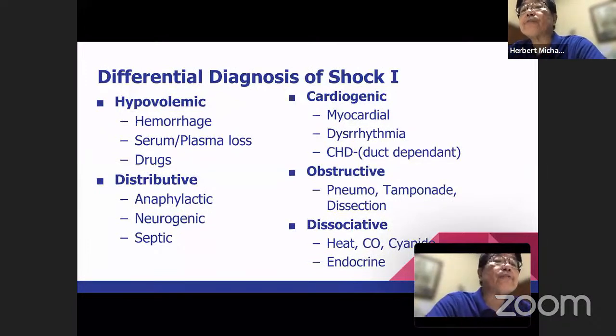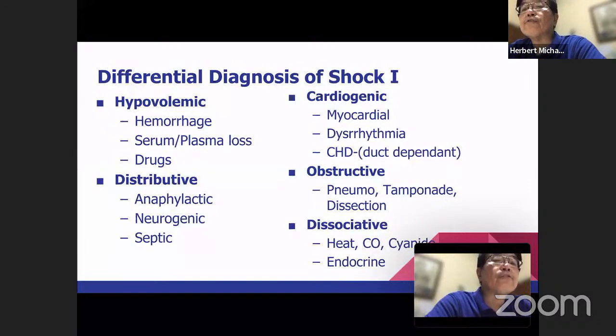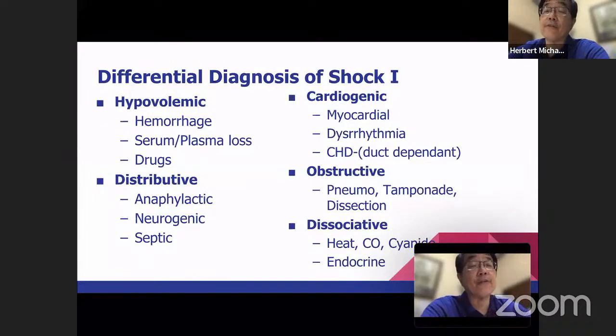You may have cardiogenic shock, wherein there is myocardial injury or dysrhythmia, as exemplified by supraventricular tachycardia or ventricular dysrhythmias, or a congenital heart disease that is ductal dependent, like severe pulmonary valve stenosis, severe aortic stenosis, severe coarctation of the aorta. Now, these are typical examples of ductal dependent lesions. You may have obstructive causes of shock, as in pneumothoraces, cardiac tamponade, and of course, aortic dissection. Dissociative causes of shock would be heat stroke, carbon monoxide poisoning, cyanide poisoning, and of course, the other endocrine abnormalities.